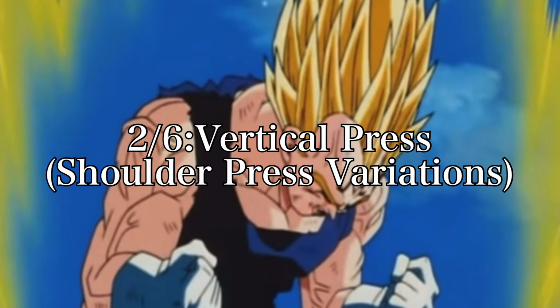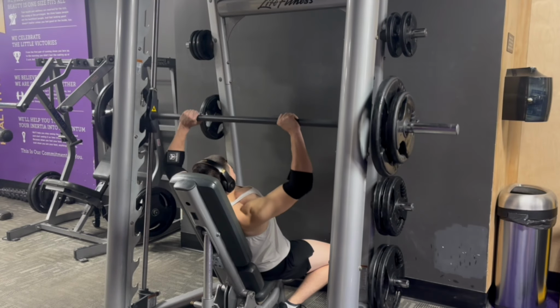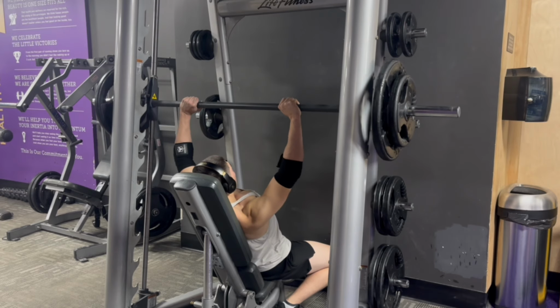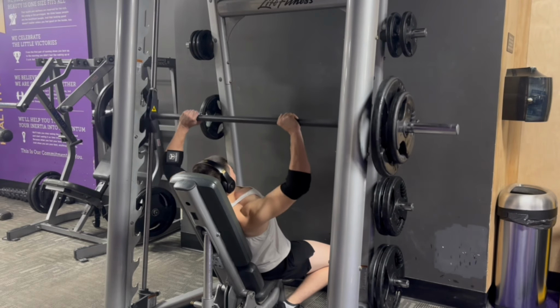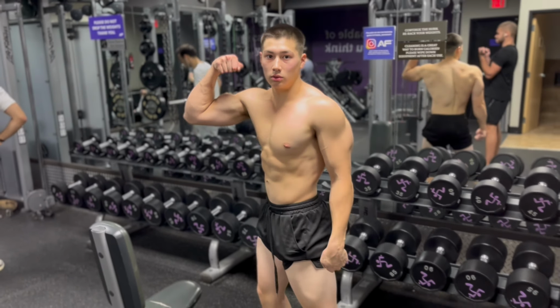Second one is vertical presses. This can be your shoulder presses, overhead presses, Smith machine overhead press, high incline barbell or dumbbell press, right? So this is going to mainly work your shoulders and triceps with a little bit of chest involved.